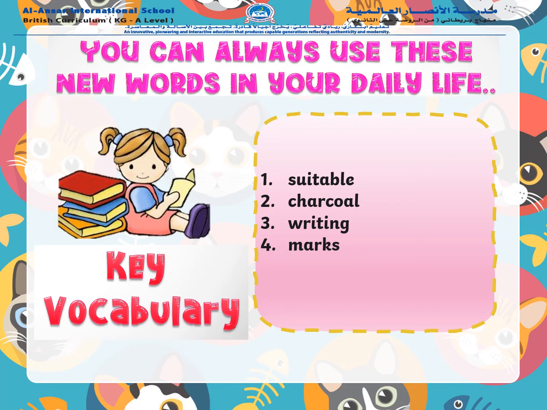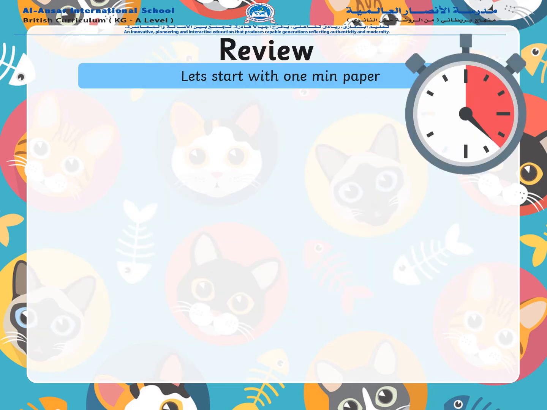Have a look at the words. Number 1, we have suitable. Number 2, charcoal. Number 3, writing. And number 4, marks. Let's review what we have done earlier in the previous lesson.